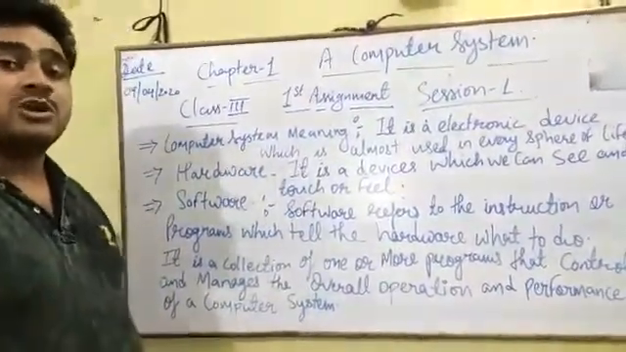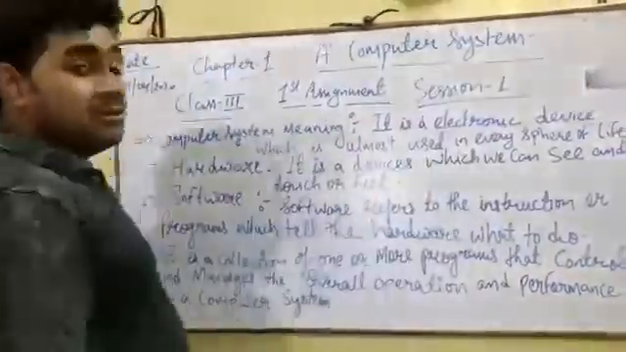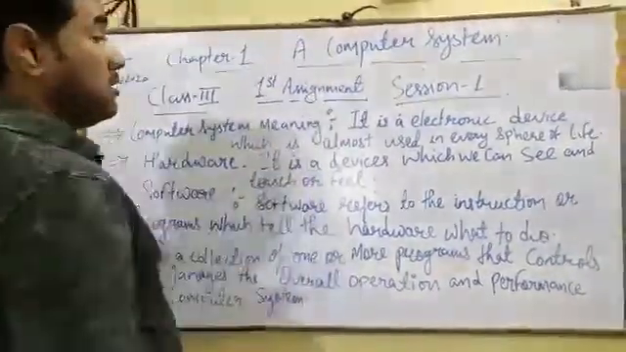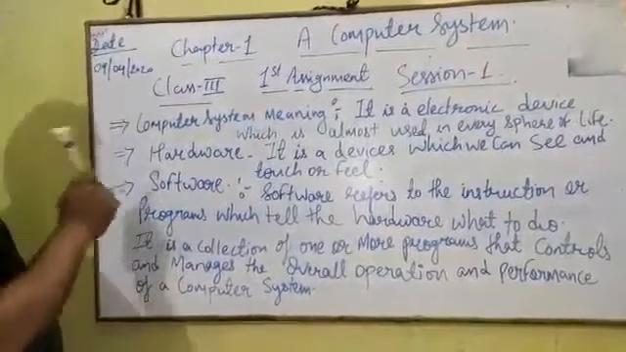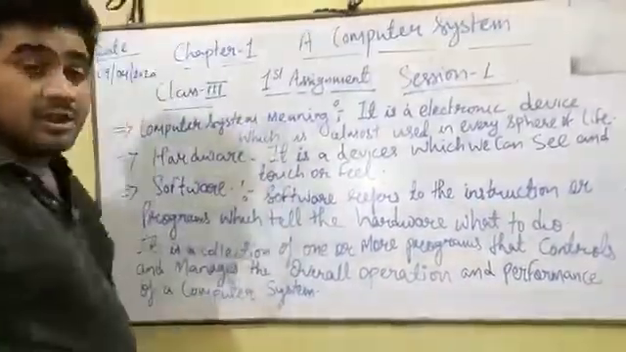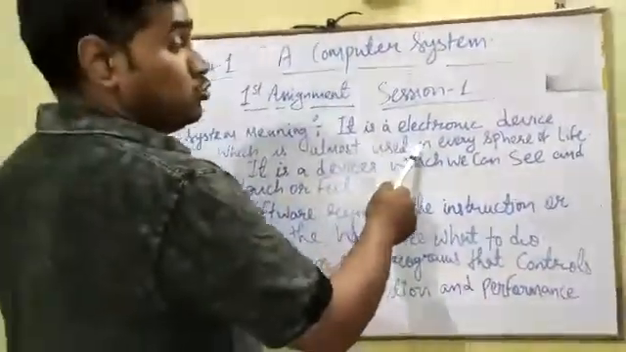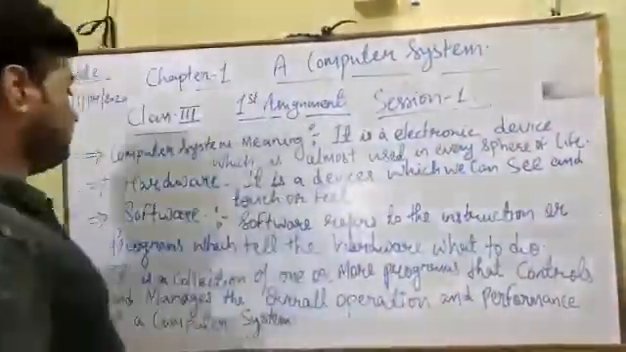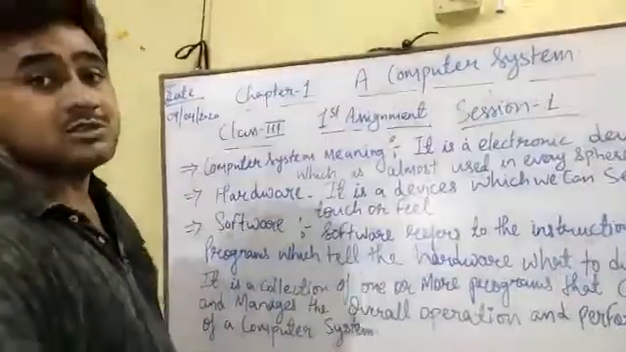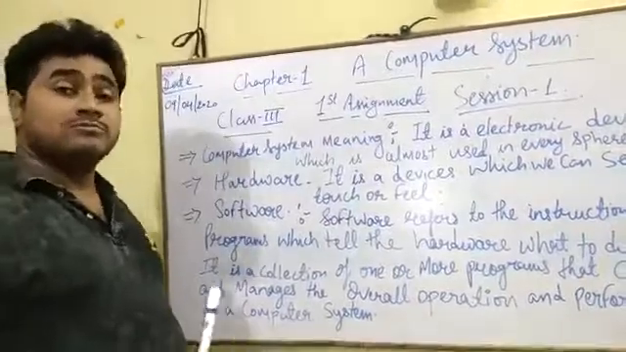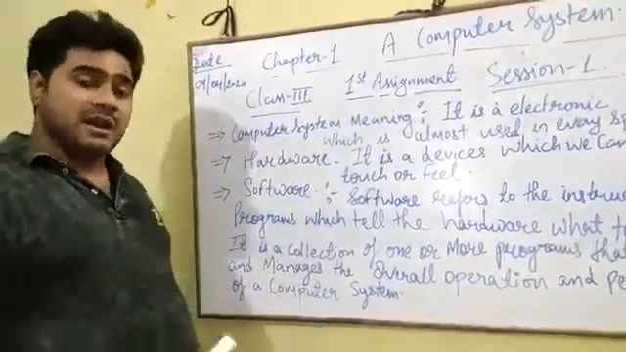Today I am going to start my first chapter, that is your computer system. Basically this is your first assignment. Now in this one we have to start our first topic, that is your computer system meaning. Now it is an electronic device which is almost used in every sphere of life. Computer can be used in many fields like hospitals, bank, school, defense, research, etc.